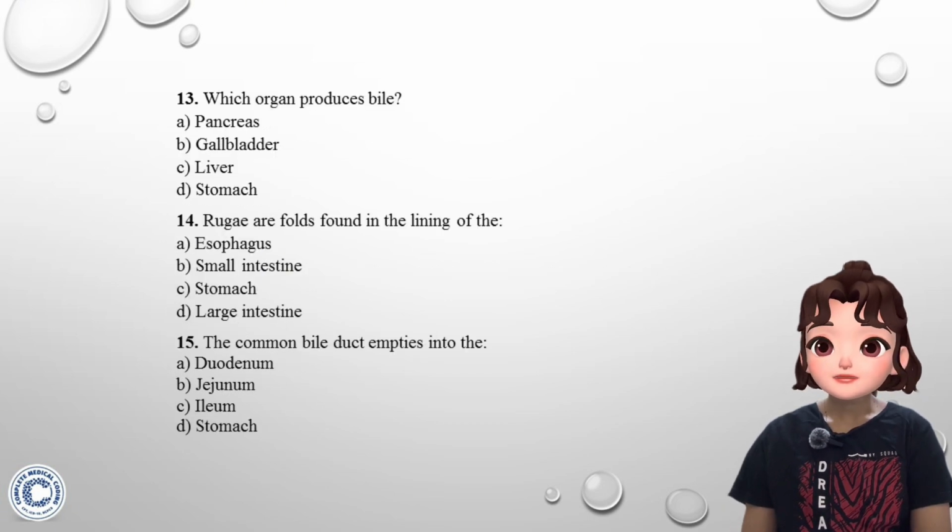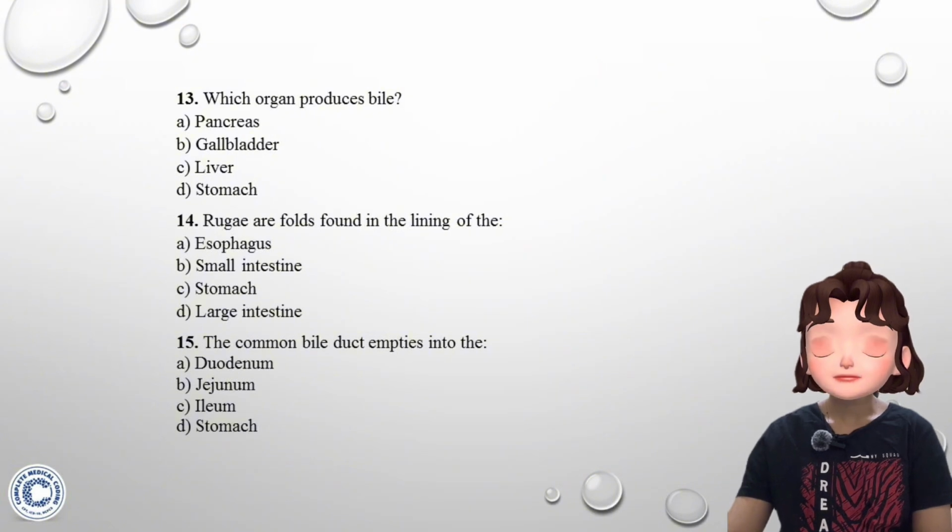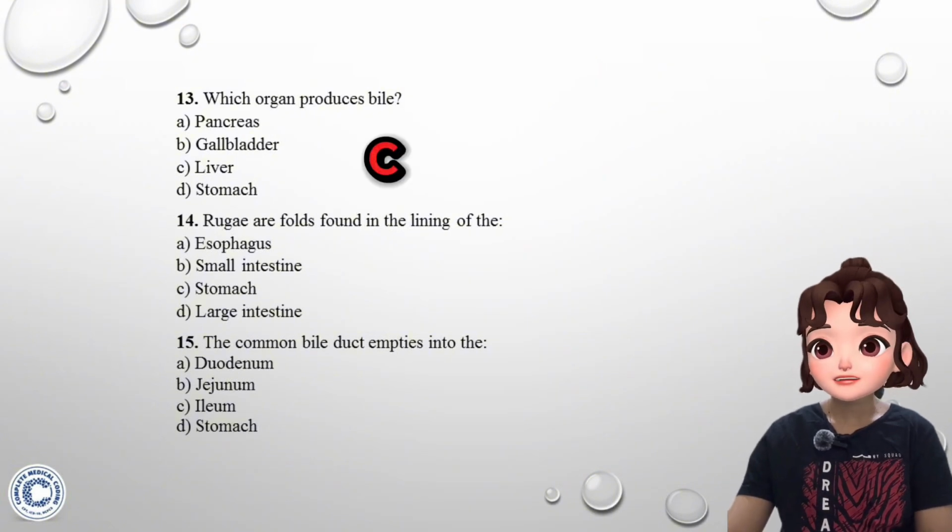Now 13th question. Which organ produces bile? Pancreas, gallbladder, liver, stomach. Simple, right? So which organ produces bile? It is the liver. Everybody knows this. Option C, liver.